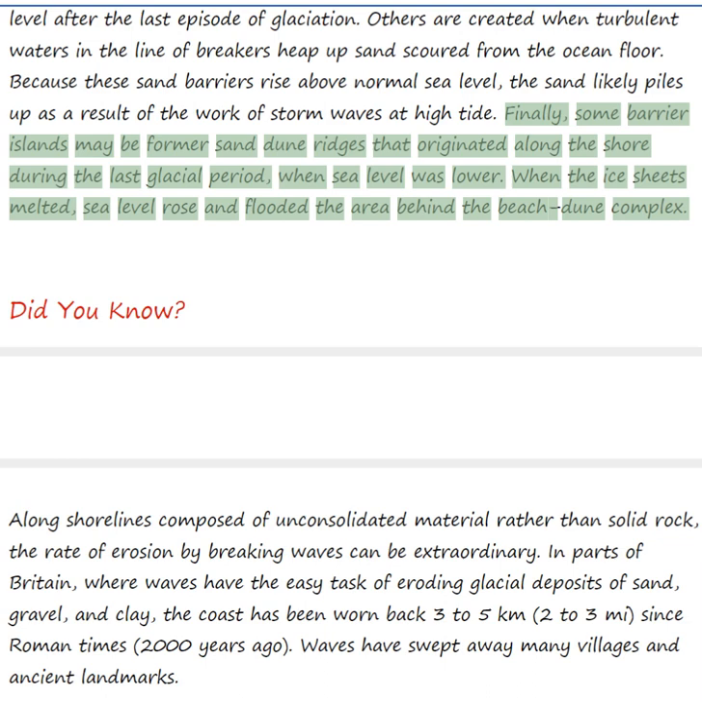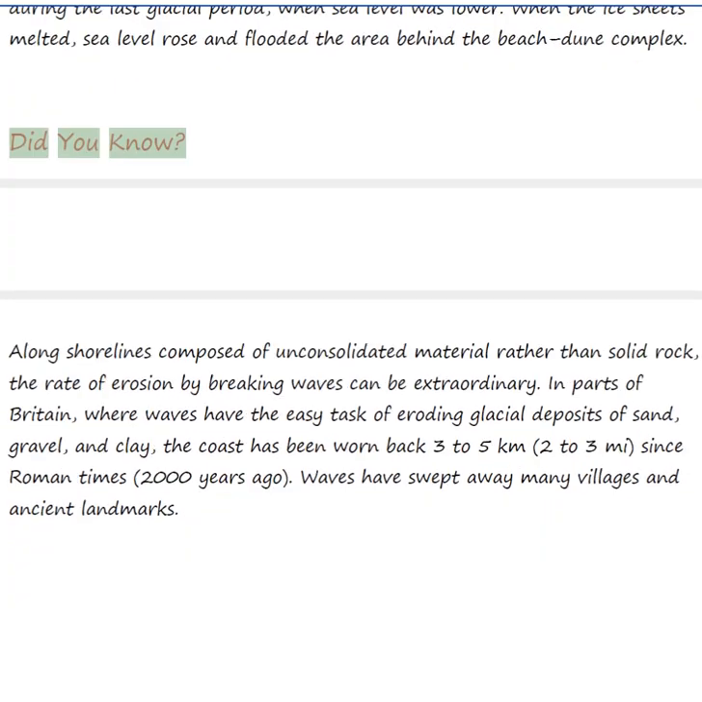Finally, some barrier islands may be former sand dune ridges that originated along the shore during the last glacial period, when sea level was lower. When the ice sheets melted, sea level rose and flooded the area behind the beach dune complex. Did you know?